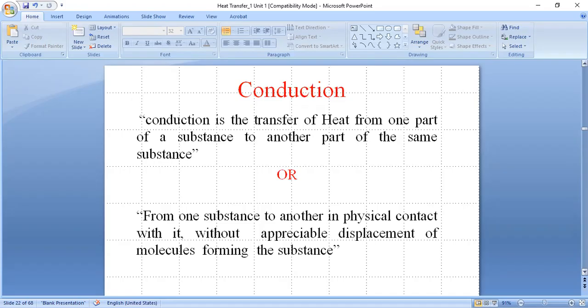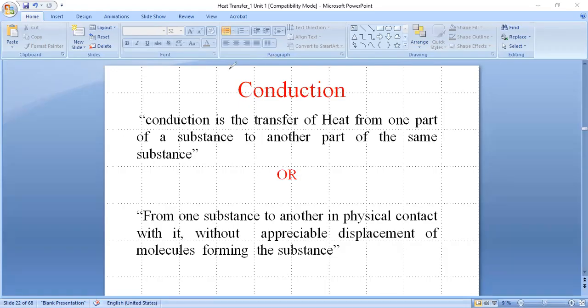Another definition: conduction is the transfer of heat from one part of a substance to another part of the same substance. Conduction always transfers heat in solid bodies. It is from one part of the substance to another part of the same substance, or from one substance to another substance in physical contact with it, without appreciable displacement of the molecules forming the substance. What is meant by molecules forming the substance?